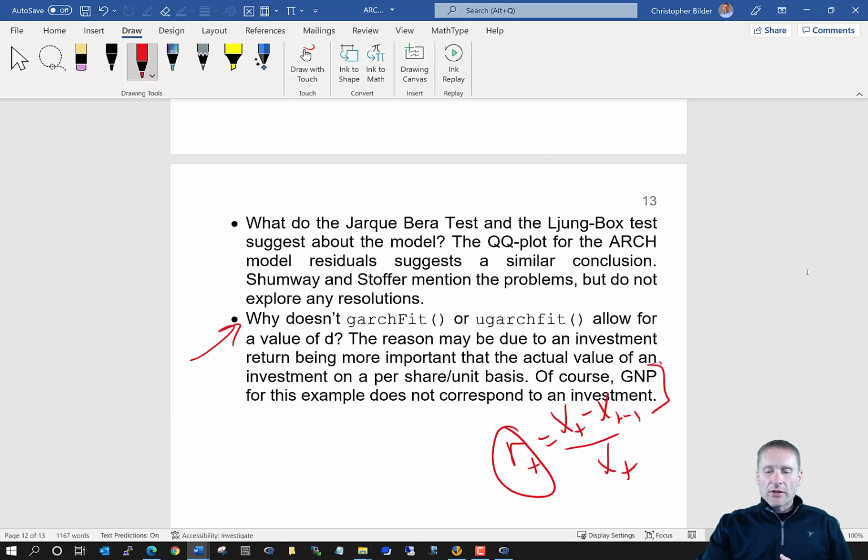Now, of course, in this particular example, GNP is not a type of investment. It's a measurement of the economy of a particular country, typically. And so maybe in this case it would be of interest to incorporate d into these kinds of functions, but unfortunately it's not there automatically. Okay, so this is a real brief introduction of how to work with ARIMA models and ARCH models all at the same time.